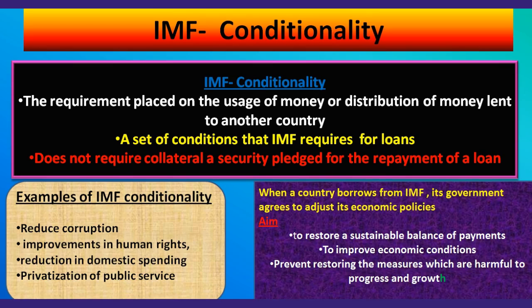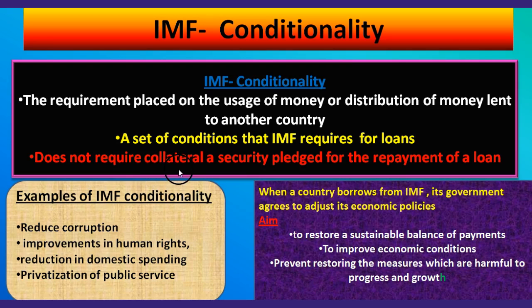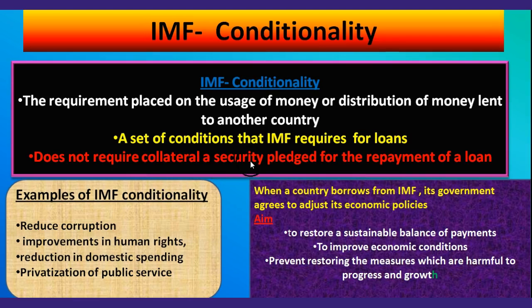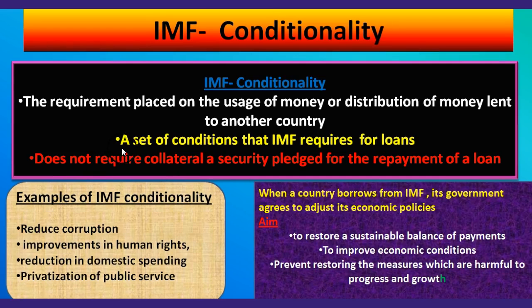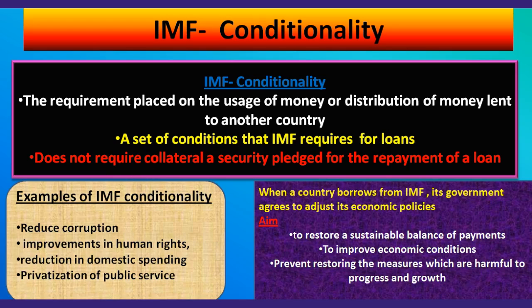IMF provides short-term loans for the countries which are facing balance of payment crisis, but it does not require collateral for loan. Collateral means a security pledged for the repayment of loan. So IMF does not require this collateral, but it requires some conditionalities. So conditionality means the requirement placed on the usage of money or distribution of money lent to another country. Conditionality means a set of conditions that International Monetary Fund requires for loans. For loans, IMF needs no collateral, but it places some condition on borrower country.